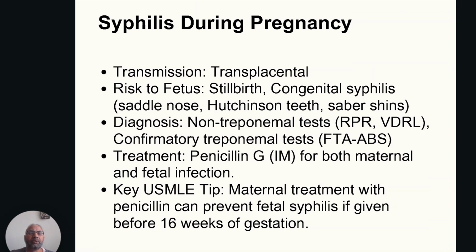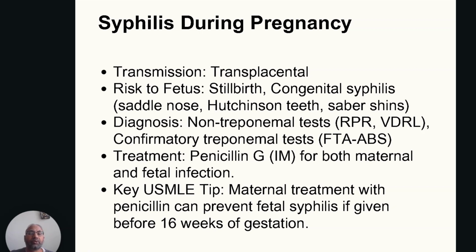So risk to the fetus: the baby can have stillbirth, or the baby can have congenital syphilis, which is a condition characterized by these features: a saddle nose, Hutchinson teeth, and saber shins. You need to understand and remember these terms, which are associated with syphilis, and specifically the condition of congenital syphilis seen in children.